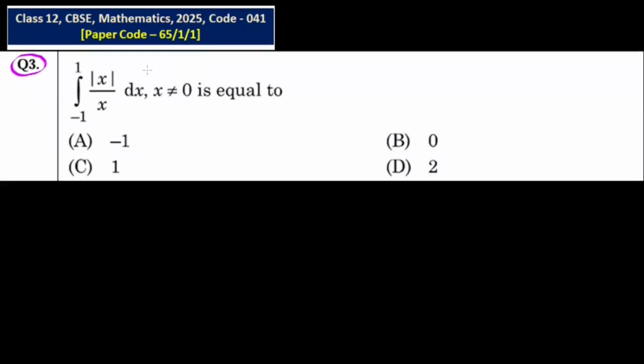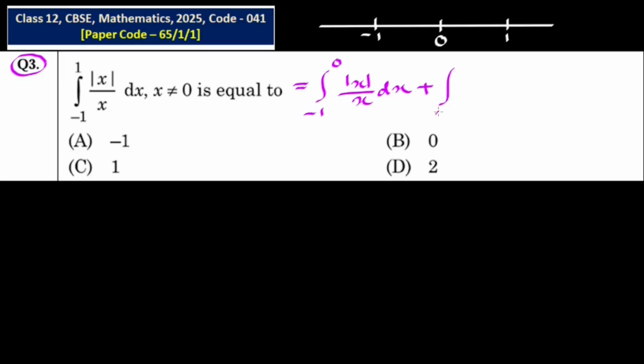Question 3. We have to evaluate definite integral from minus 1 to 1 of mod x upon x dx, x not equal to 0. Since the integral is from minus 1 to 1, we have to split the integral at x equals 0. So we write this integral as integral from minus 1 to 0 of mod x upon x dx plus integral from 0 to 1 of mod x upon x dx. We name this first integral 1 and this second 2.